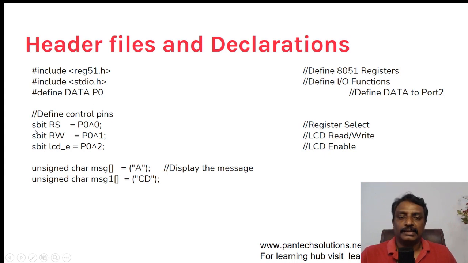sbit is used to configure RS, RW and enable to the port pins, like P0.0, 0.1 and 0.2.